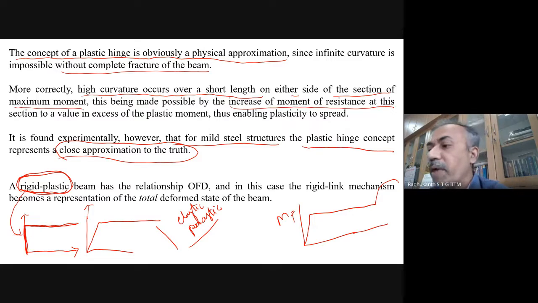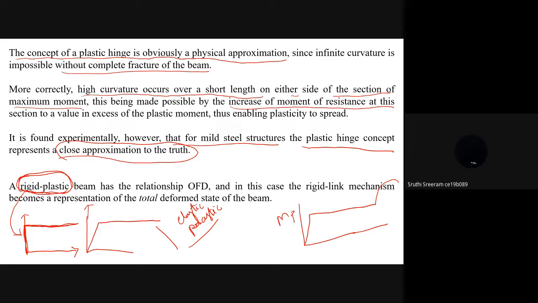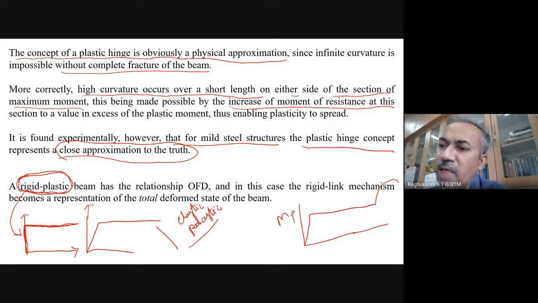So what type of material is this one? Can you read? Sir, a rigid plastic beam. So rigid plastic beam means no deformation, sudden collapse actually. That's what we call a rigid plastic beam. But generally our beam is elastic plastic only.